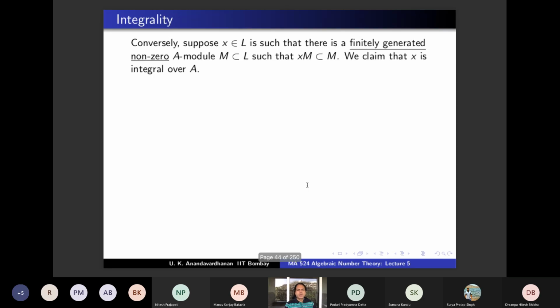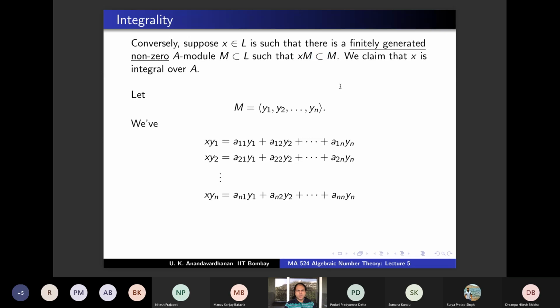That's also easy. So we claim that x is integral. It is given to be finitely generated, contained in L. Let there be generators, call them y1, y2, etc., yn. What is given to you? xM is contained in M. Therefore, you will get a system of linear equations, right? x times y1 you can write in terms of this. x times y2 you can write as a linear combination of this, etc. So you get this system of equations where these a_ij are from A because it's an A-module.